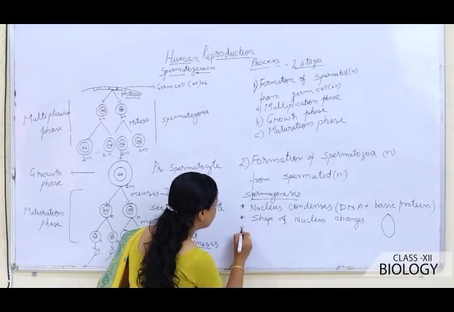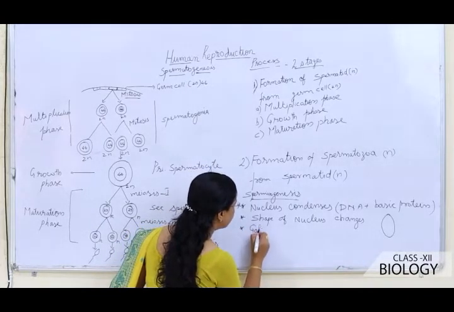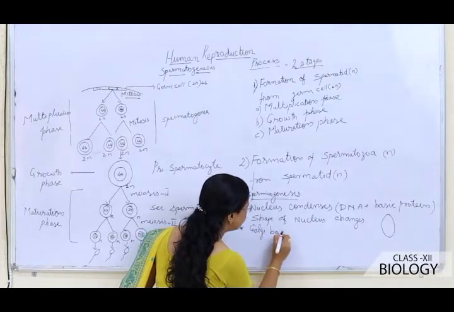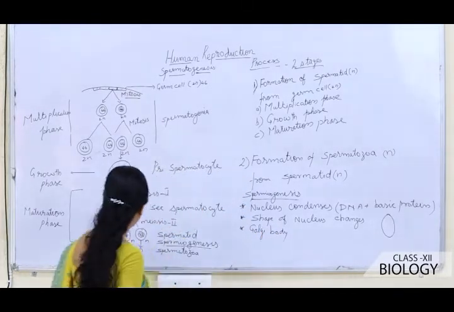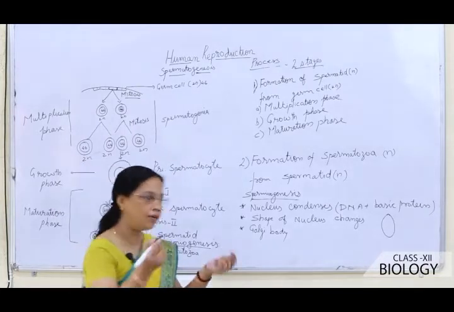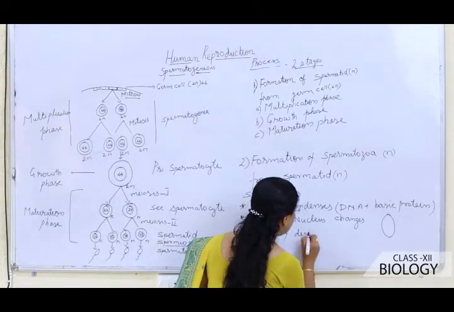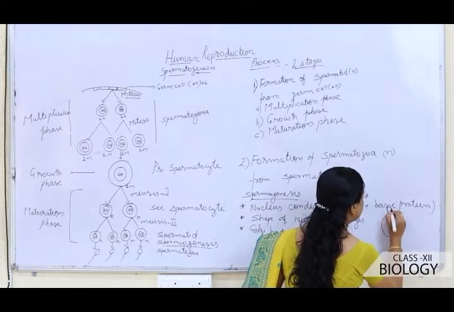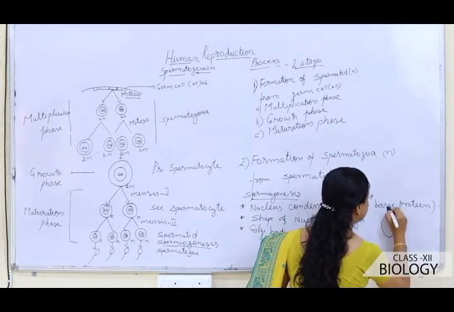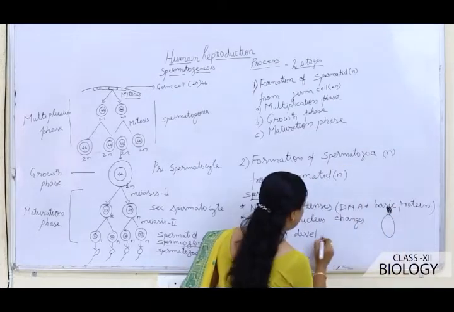Third, Golgi body. What is Golgi body? It is an organelle which is present in the spermatid that develops into acrosome, a structure which is present at the top of the nucleus, acrosome.